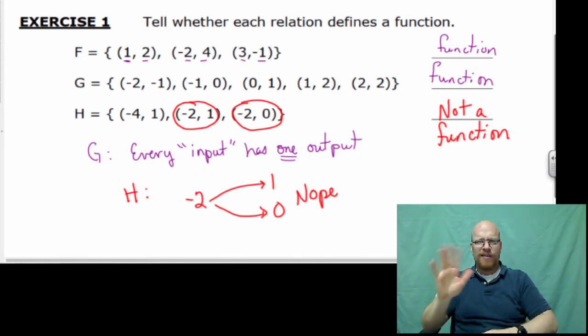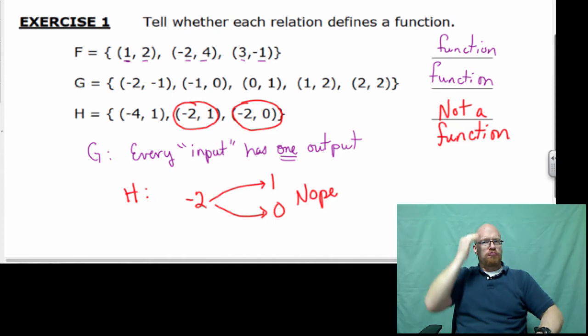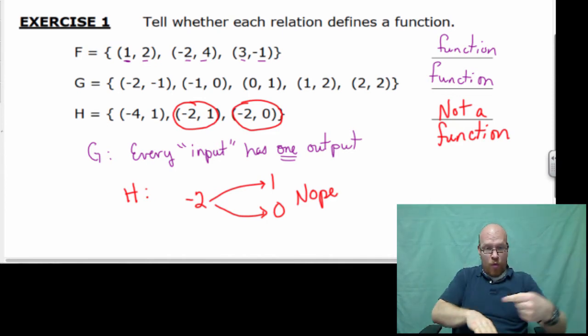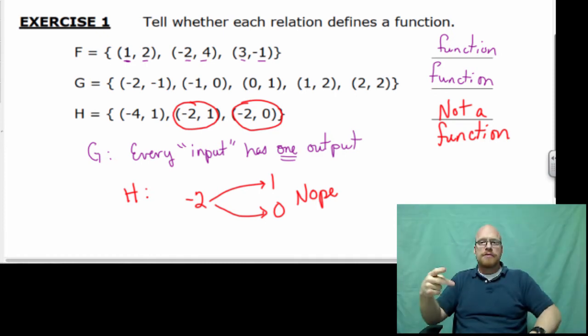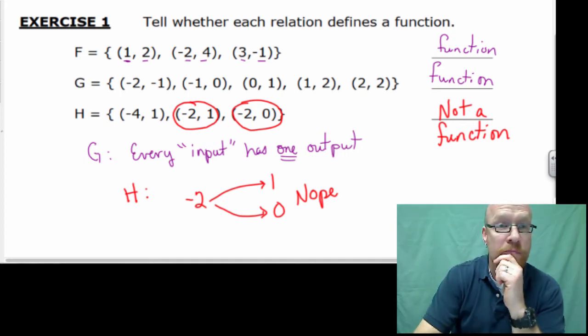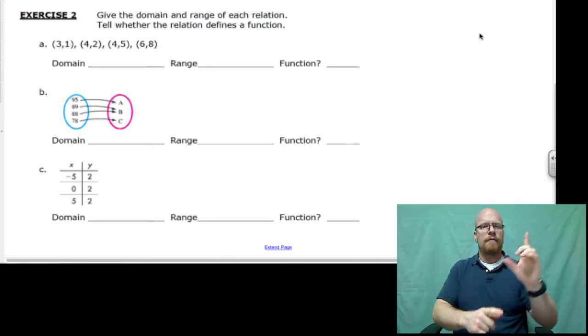Either 1 or 0. That can't happen. We need a specific output for an input. We should have an expected value. So once you put something in, it comes in, and then the two things come out, like, oh, we'll see what happens. Could be 1, could be 0. It doesn't work that way. That's not how functions work anyways. That's not a function. Now, we have examples A, B, and C.